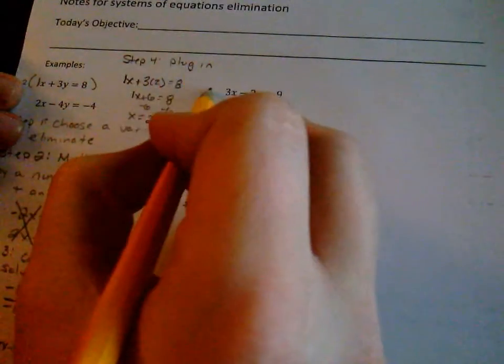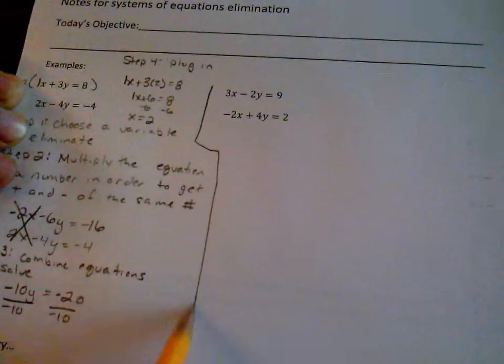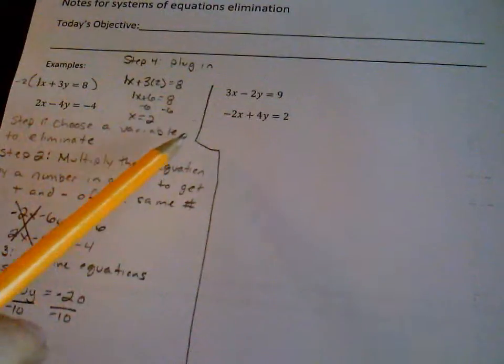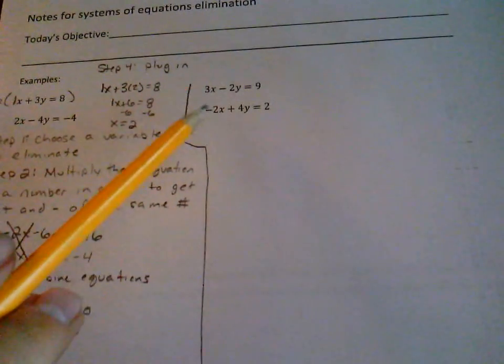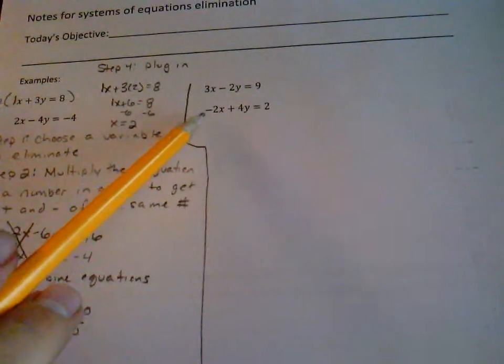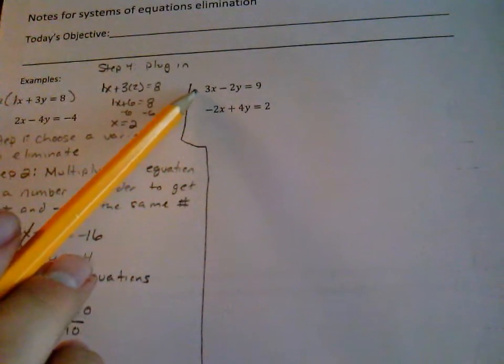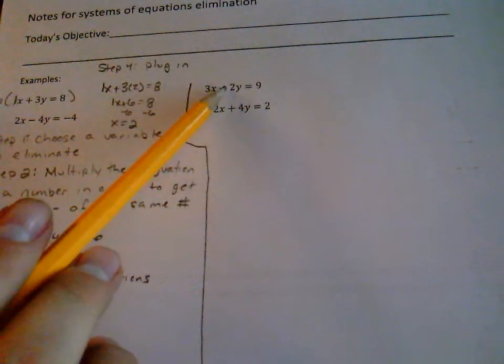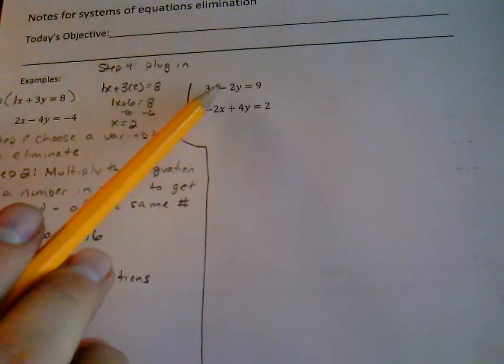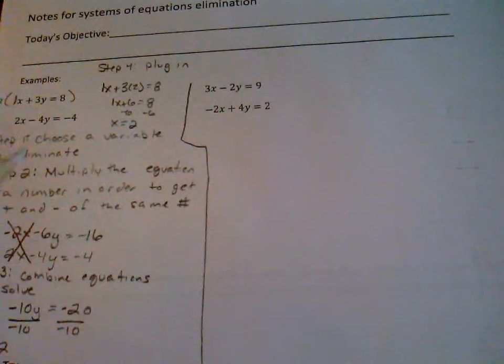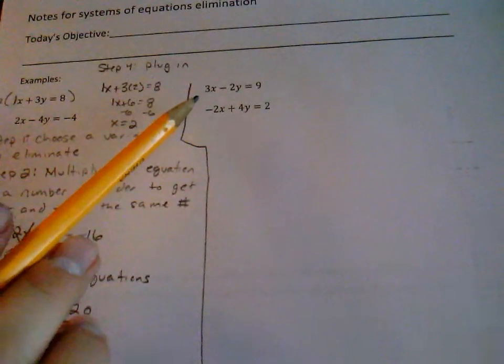Let's try this again. So we want to look at this. Let's first figure out what letter we're going to eliminate. I can't take 3 and multiply to get 2, and I can't take 2 and multiply to get 3. Okay, so let's go into the next one. Can I take 2 to multiply to 4? Yes. Now let's check. Is there one negative, one positive? Yes, so I'm not going to do any negative numbers this time.